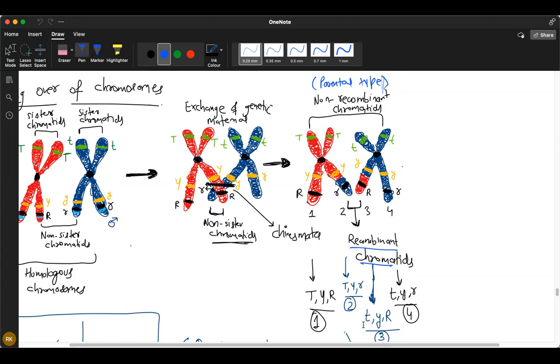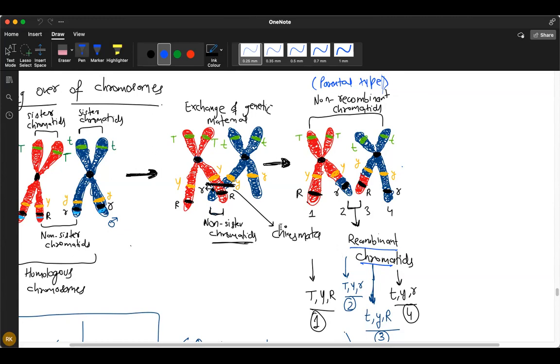So it is a new combination, right? You understand, Alan? Yes, sir. So here we will say that the chromatids have recombined.